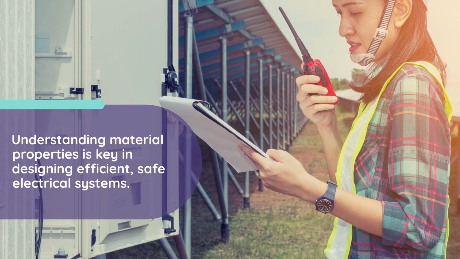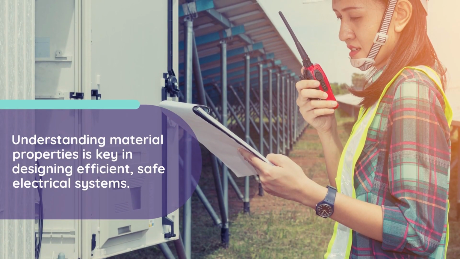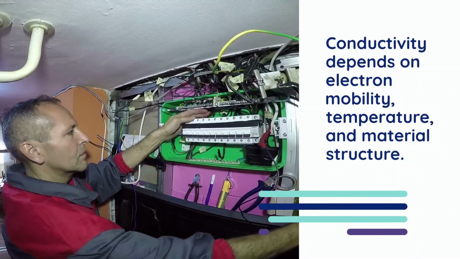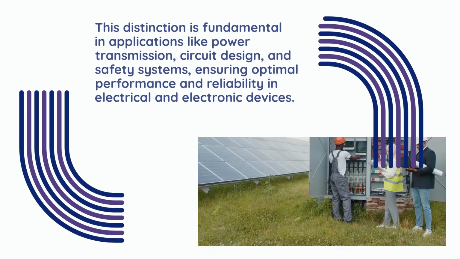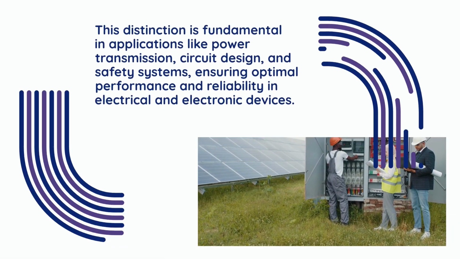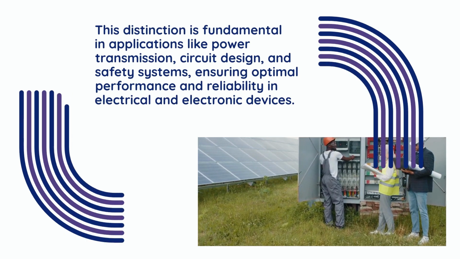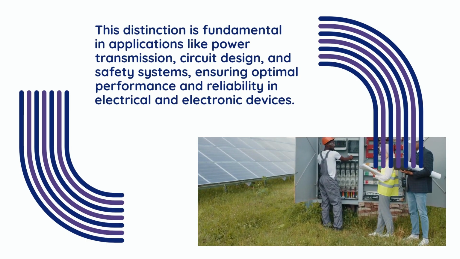Understanding material properties is key in designing efficient, safe electrical systems. Conductivity depends on electron mobility, temperature, and material structure. This distinction is fundamental in applications like power transmission, circuit design, and safety systems, ensuring optimal performance and reliability in electrical and electronic devices.